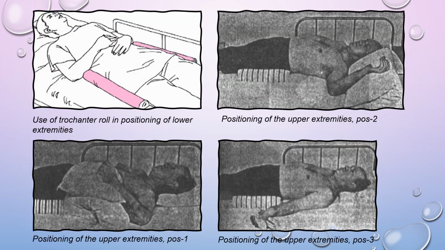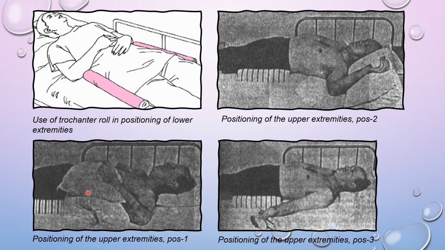So we have here pictures now of using a trochanter roll and positioning of your lower extremities. So here is your trochanter roll. You're going to place it at your greater trochanter. And now the picture here on the right side, positioning of the upper extremity. Here we have a pillow under the arm.